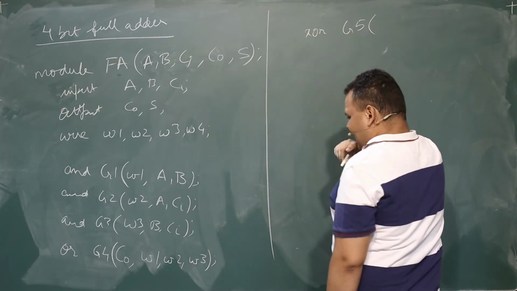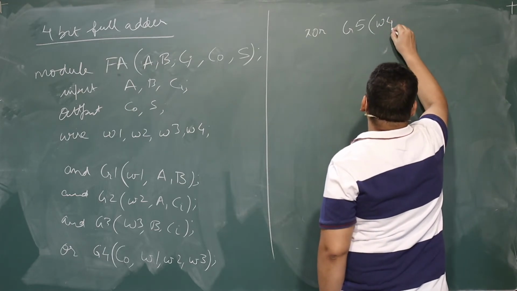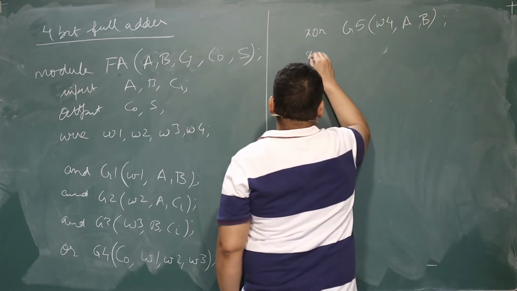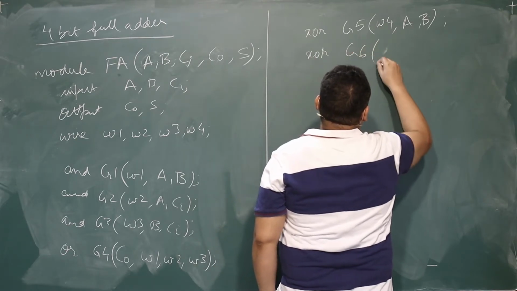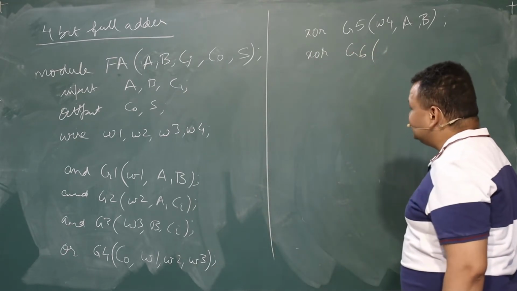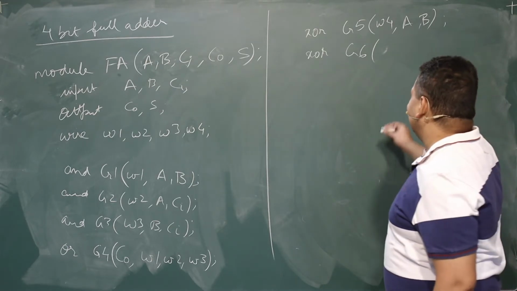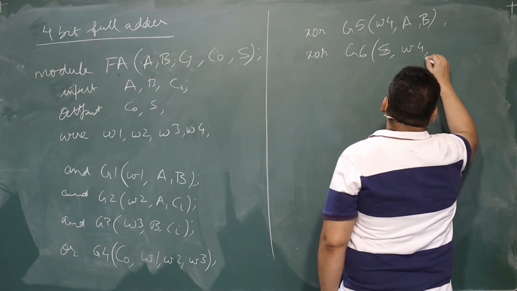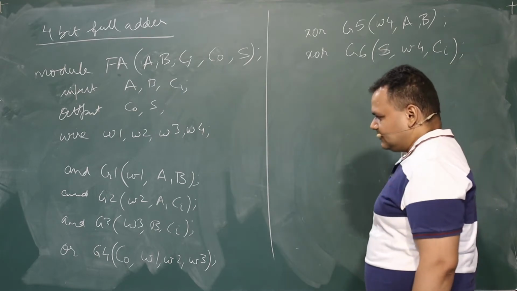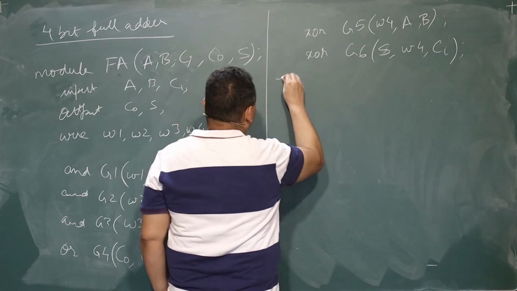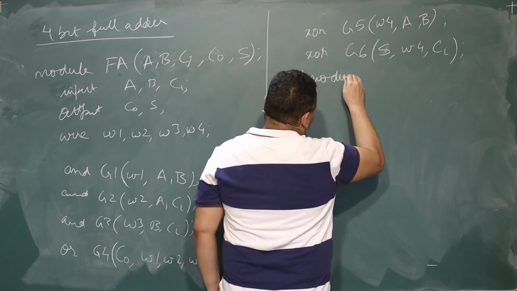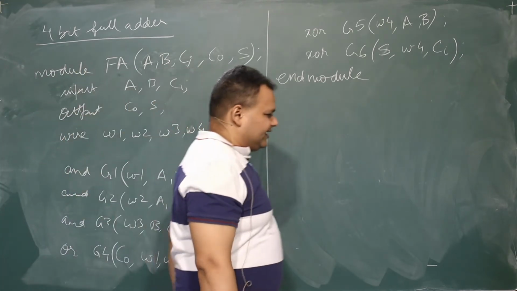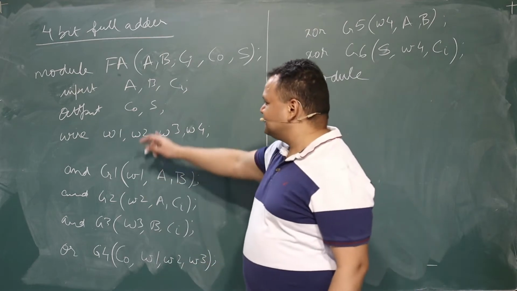So XOR G5 is going to be, what is the output? Let us call W4 the output, and the inputs are A and B. Then XOR G6 is going to be, what is the output in this case? S, and the inputs are W4 and CI. So that is the definition. We have defined a new module called FA, which has the following inputs, and the relation between inputs and output is given by this particular set of statements.